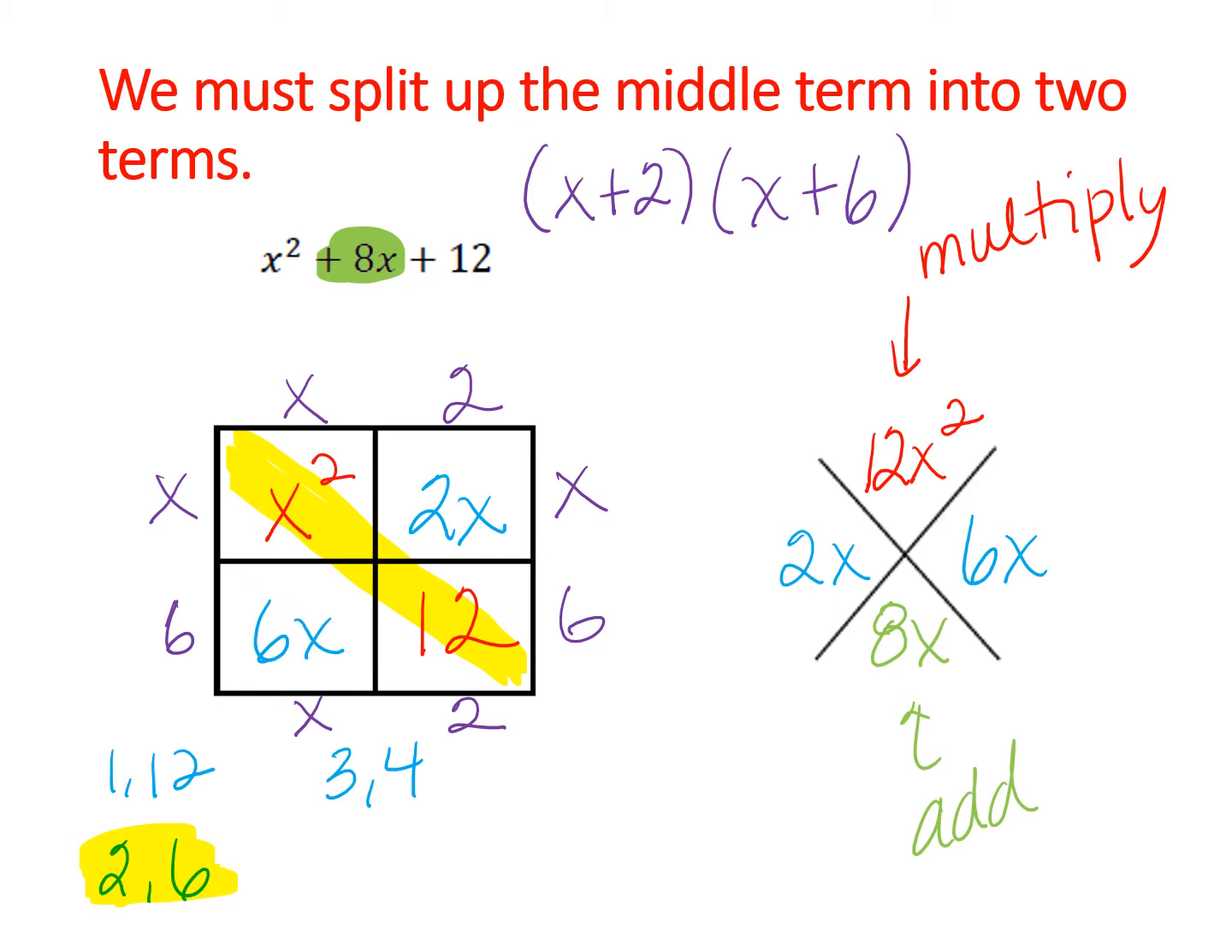So to recap, we looked at the 8x, and we had to break that up into two pieces, but instead of just randomly picking numbers that will add up to 8, we also had to look at that diagonal and ask ourselves, what can we multiply to give us 12x squared, and what can we add together to give us 8x? I'm sure this is not super clear just yet, so be patient. We're going to work several more examples.